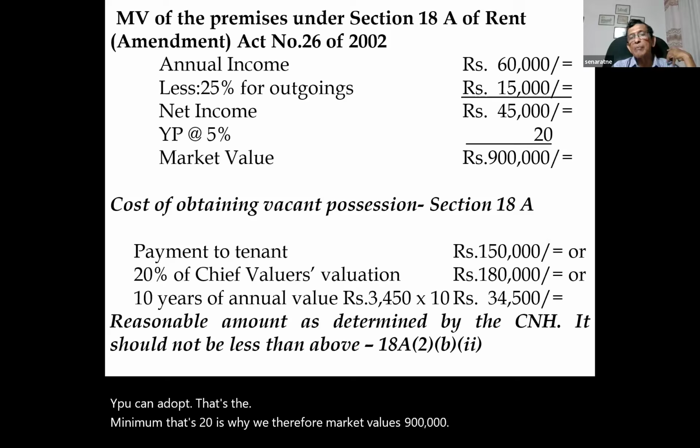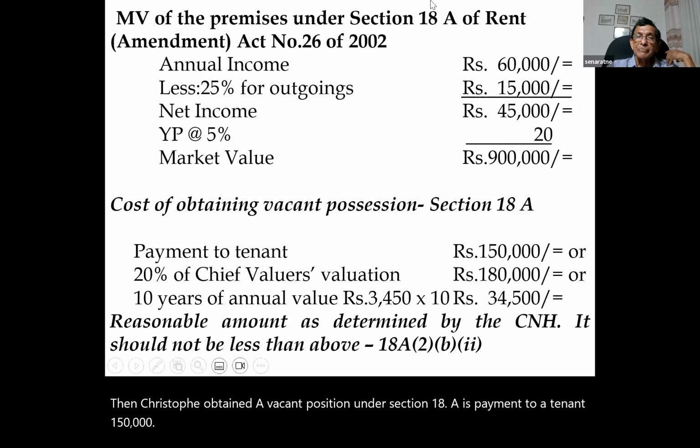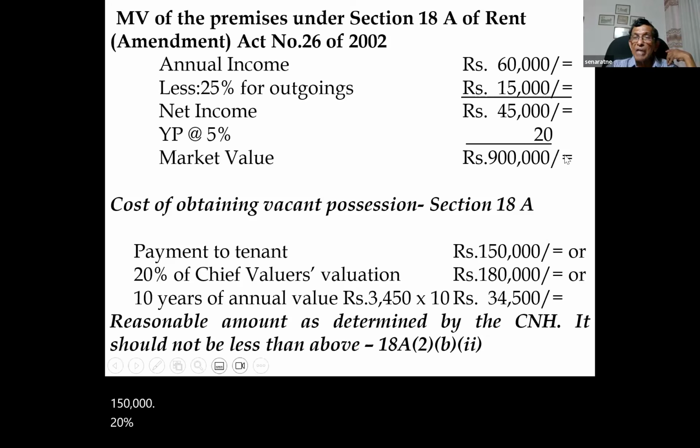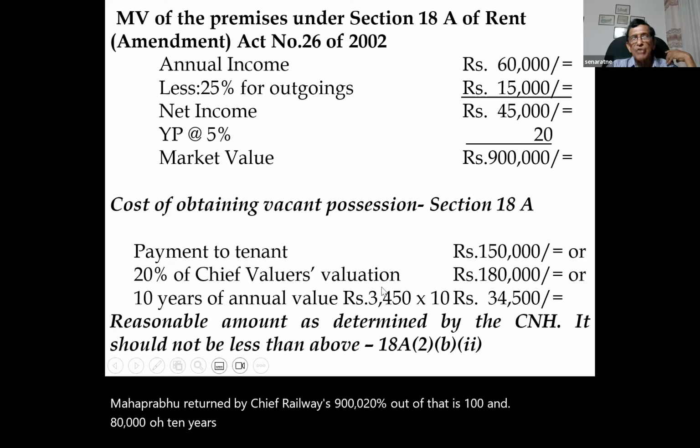Then the cost of obtaining vacant possession under Section 18A is a payment to the tenant of 150,000, or 20% of the market value as determined by the chief valuer. The market value determined by the chief valuer is 900,000. 20% of that is 180,000, or 10 times the annual value. The annual value is 3,450, so 10 times is 34,500. The highest amount out of these three is 180,000.